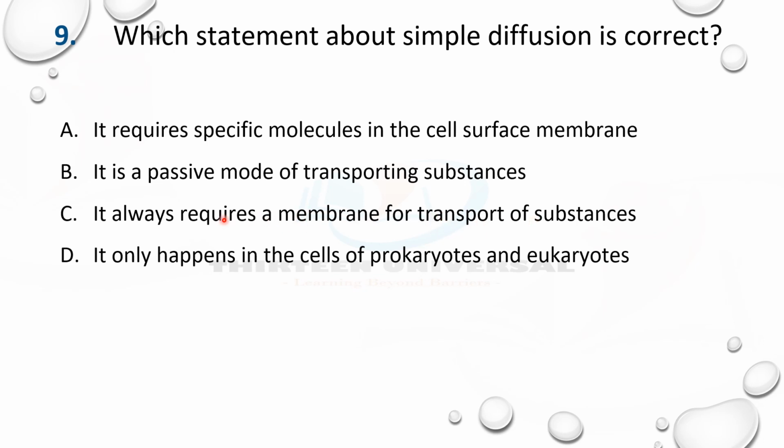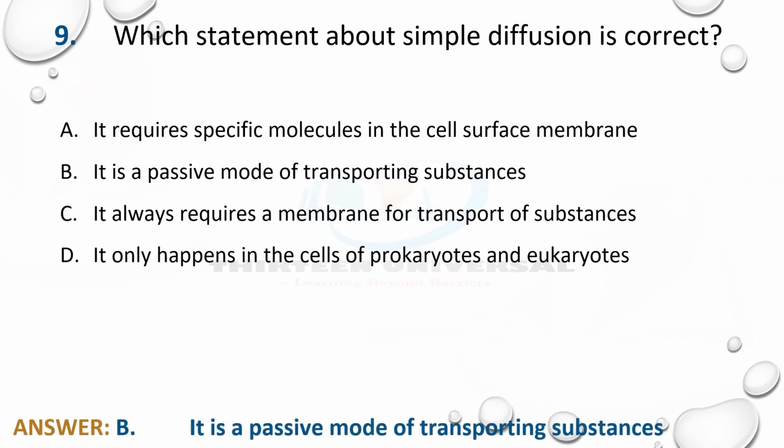It always requires a membrane for transport of molecules? The molecules can actually diffuse. They're passive. D says it only happens in the cells of prokaryotes and eukaryotes. Okay, it happens in all cells. So that's not what we're looking at. Which statement about simple diffusion is correct? It is a passive mode of transporting substances. That's the correct one. So it is B.